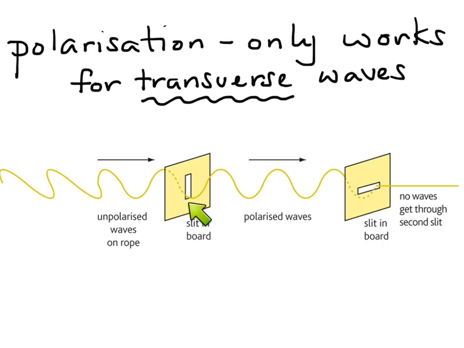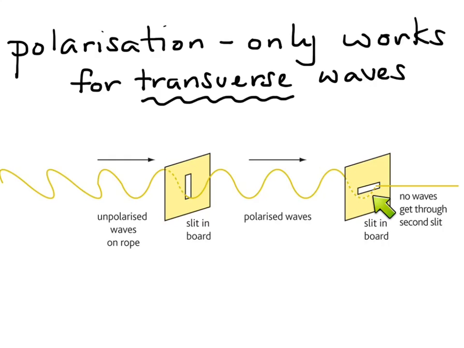So it hits a filter, which in this case is a board with a slot cut in it, and this first slot is vertical. So it will allow vertical parts of the wave through, but any part that's oscillating horizontally will get blocked. So in the middle of the diagram here, this wave is now vertically polarised. It's only oscillating up and down.